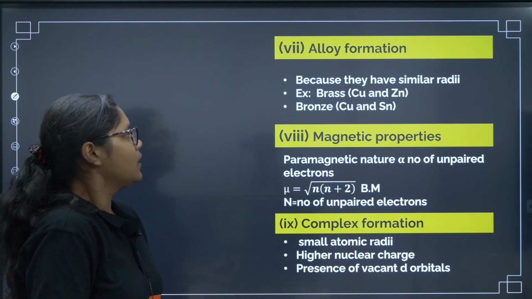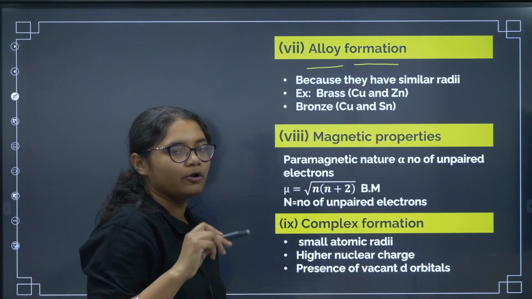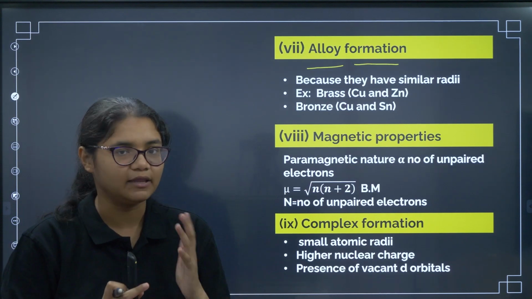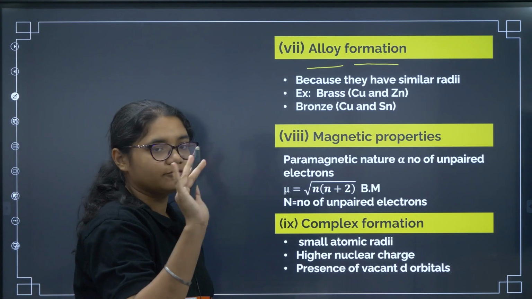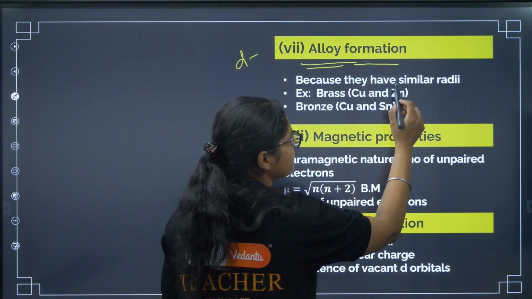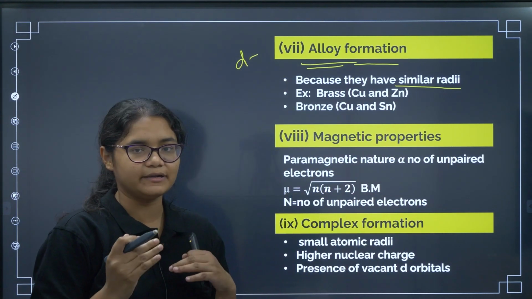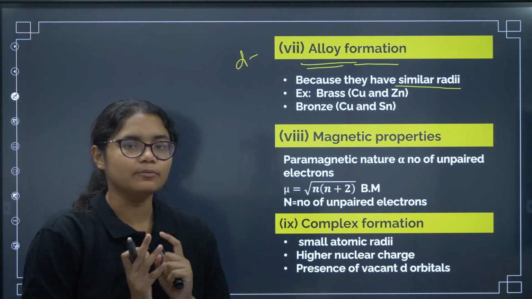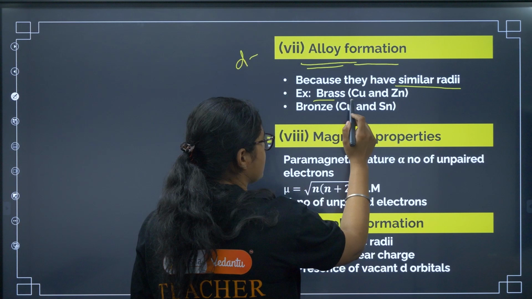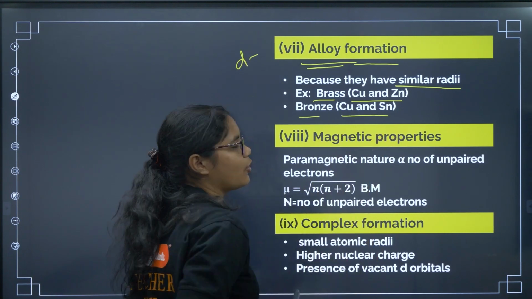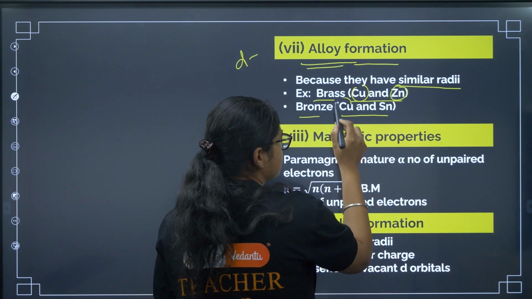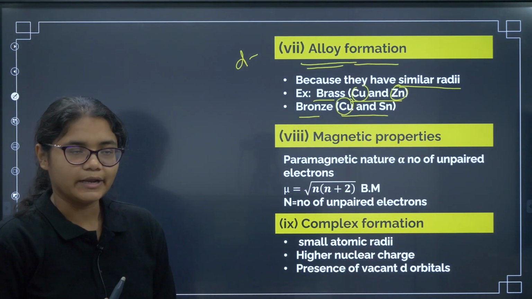Next is alloy formation. We know an alloy is a mixture of metals in a proper ratio so that the properties can be improved. What you have to remember is why transition metals can form alloys. That is because they have similar radius. All the elements have similar radius, so it is easy to mix them, and we get the alloy. Some examples: brass is made up of copper and zinc, bronze is made up of copper and tin. Copper and zinc are transition metals, and copper is again a transition metal.